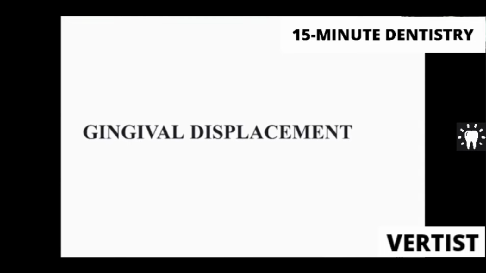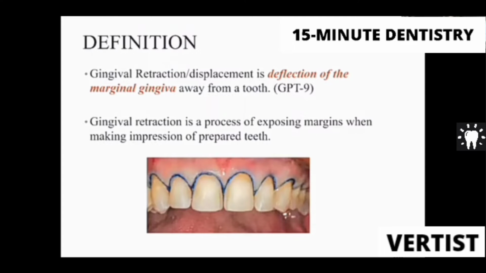The next step involves gingival displacement. So whenever our margins are subgingival, we would prefer to deflect the marginal tissues to expose the margins. So we perform gingival retraction or displacement, which is the deflection of the marginal gingiva away from the tooth. And the basic aim is to expose the margins when preparing margins of a prepared teeth.